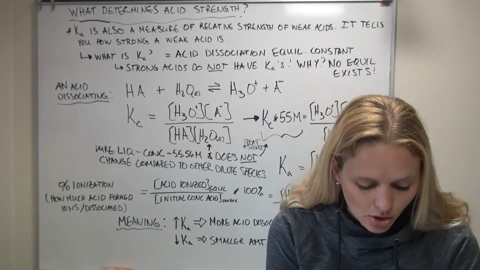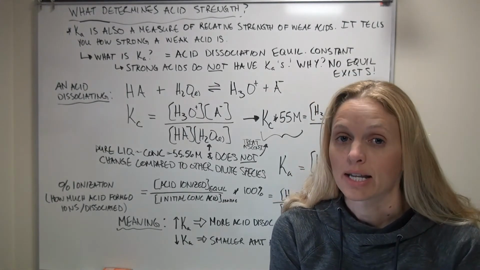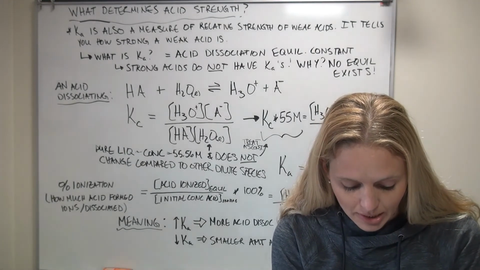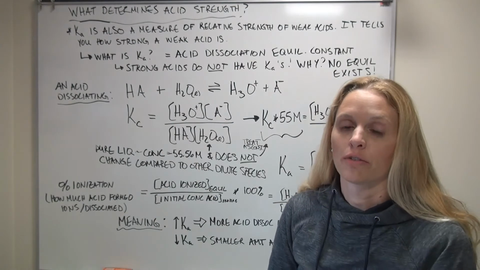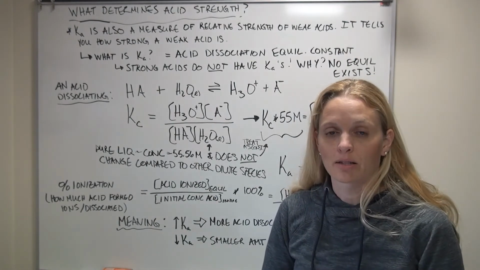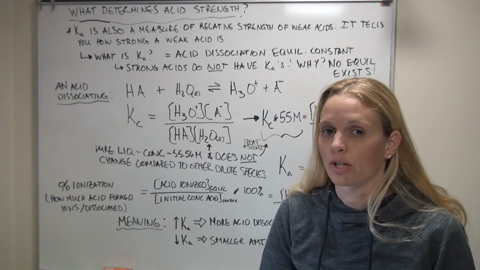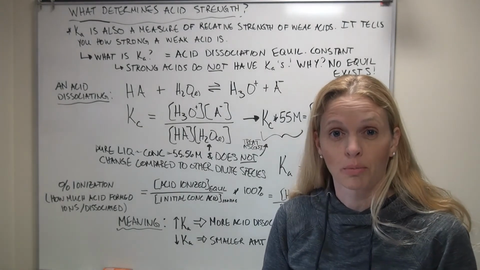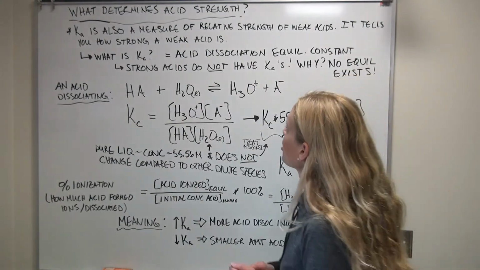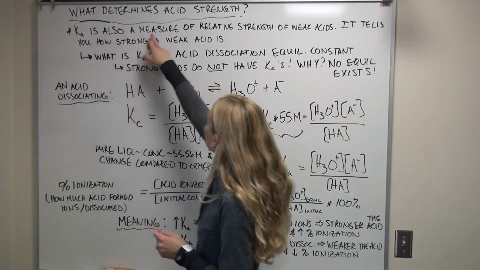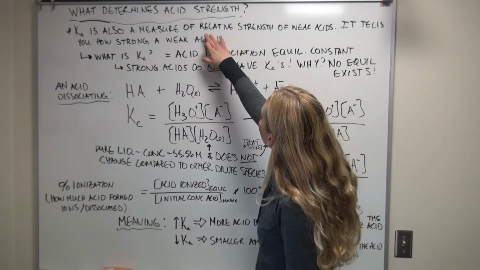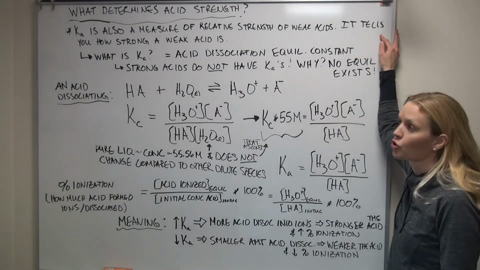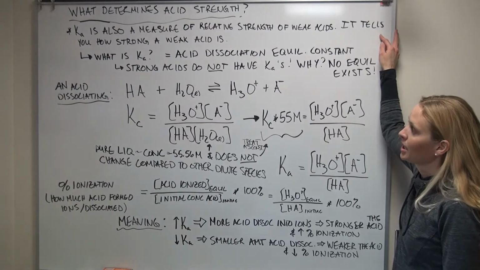So the Kas are either given to you in a problem or on an exam, or you can look them up in the back of your textbook. There's an appendix table that lists all of the Kas for various weak acids, and there are also a couple tables within the chapter you can look up if they're not given to you. For example, in a homework problem, sometimes they won't be given to you. Ka is also a measure of the relative strength of weak acids. It will tell you how strong a weak acid is, right?